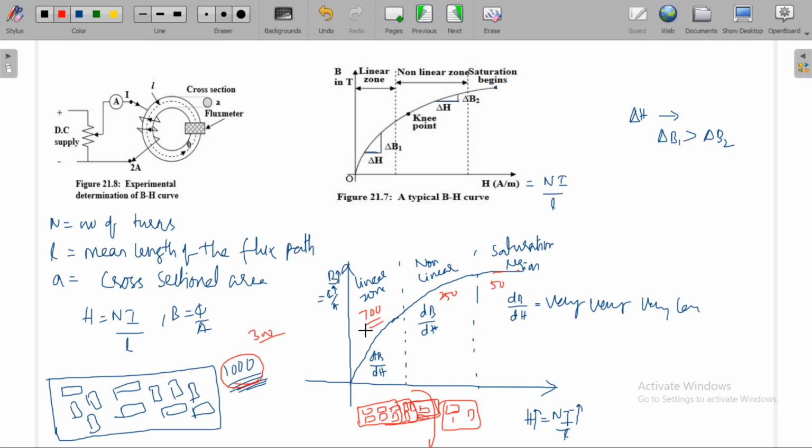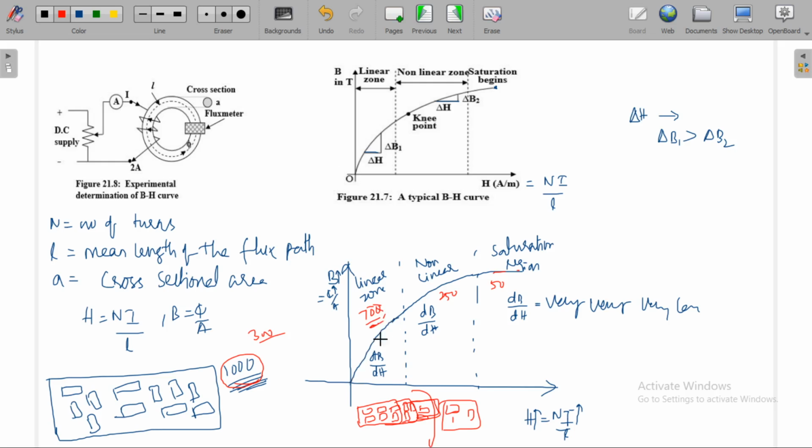Here, most of the domains will get aligned themselves in one particular direction. Net magnetic field will be more. With the increase in magnetizing force, net magnetic field will be increasing, due to the availability of more number of randomly distributed domains.